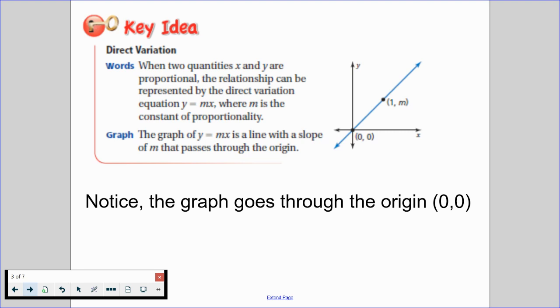So we have a big phrase to talk about. The big phrase is called direct variation. So direct variation is our key idea today. What direct variation means in words is when two quantities, x and y, are proportional, the relationship can be represented by the direct variation equation y is equal to mx, where m is the constant of proportionality. We also refer to the m, if you recall, as slope.